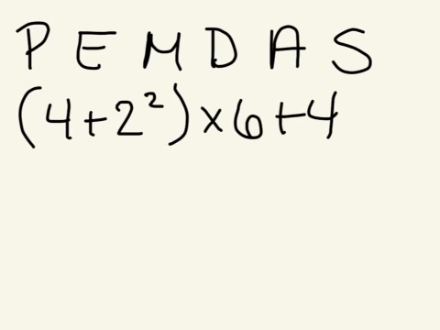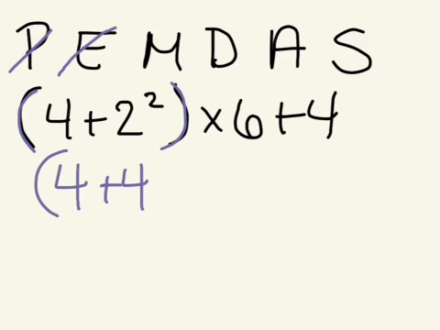correctly. So first things first, I'm going to start with parentheses, and I'm going to rewrite my problem. So first, I do what's in the parentheses. I look in these parentheses and I see there's two operations: there's addition and there's my exponent. I need to start with my exponent. So I need to rewrite 4 plus 4, and that's because this little 2 tells me how many times I'm going to write that big 2, and we know 2 times 2 is 4. Then I can rewrite times 6 plus 4.